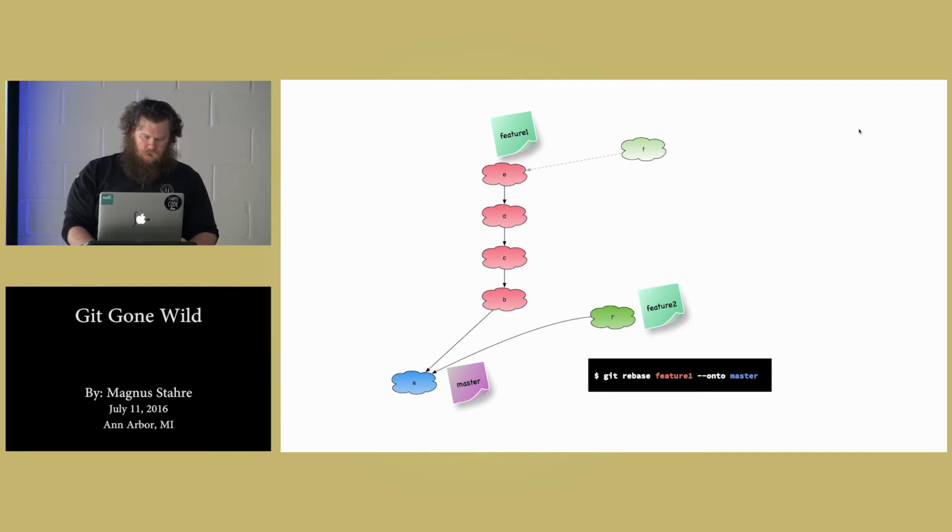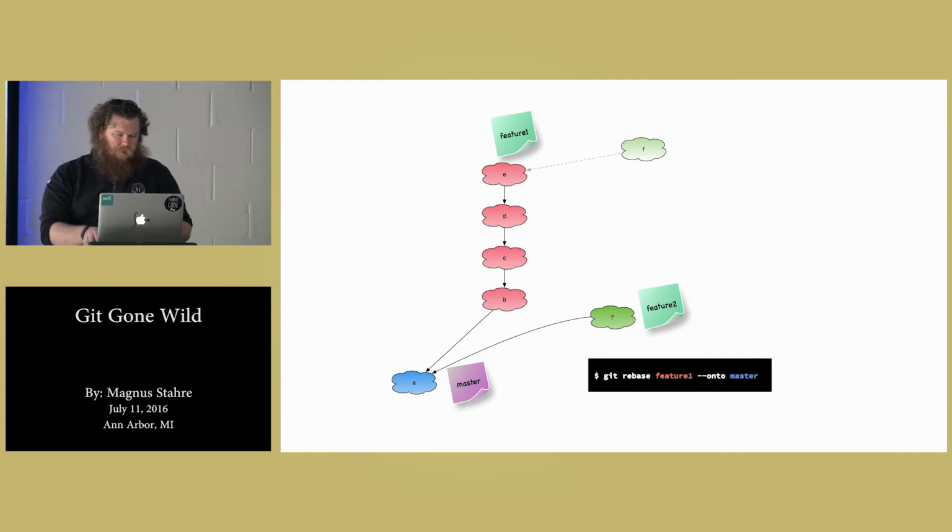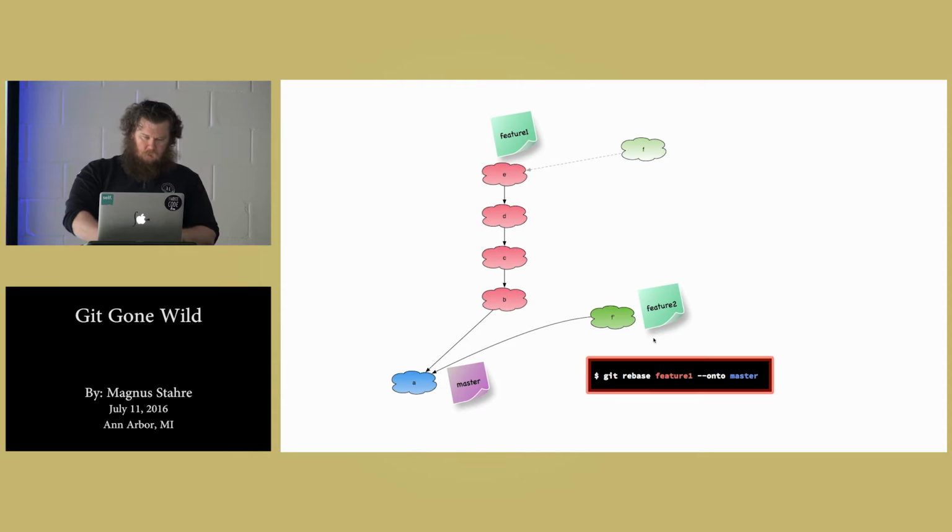So again, it's rebase to the rescue. In this case, we just say feature one onto master. This is the same syntax as in the previous example, it's just we have different starting points. So rebase feature one will take all the commits that are coming after that one, in this case just this f commit, and it will put it on top of master, which is here. So we go from here to here.